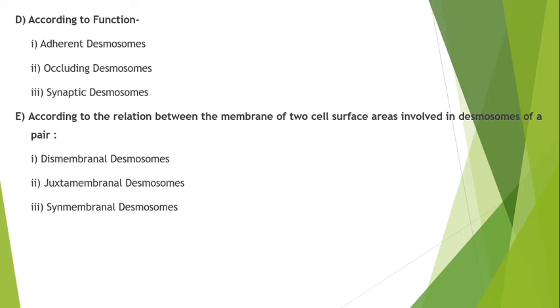Barrier to diffusion and fluid exchange between one extracellular fluid compartment and the other. An example is the septate desmosome. Then next is the synaptic desmosome.